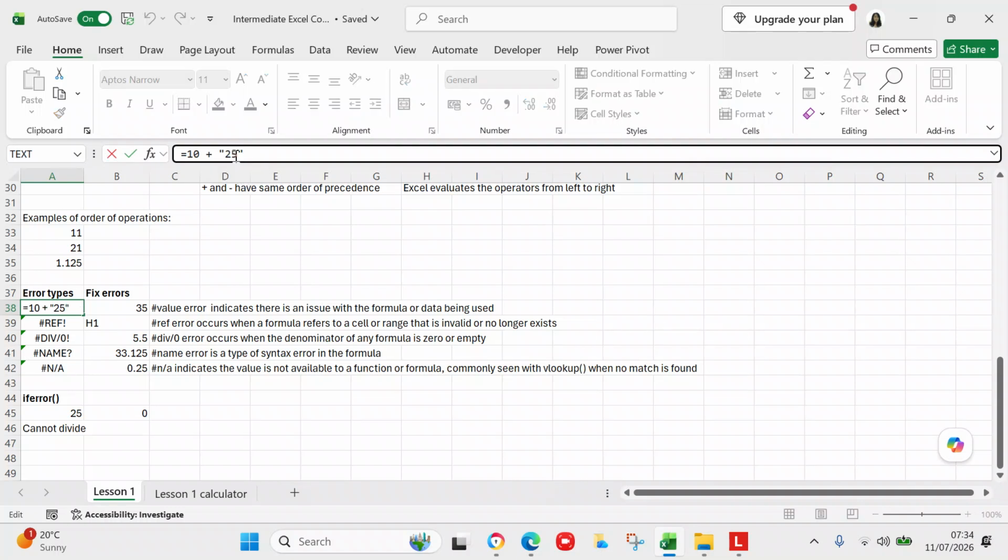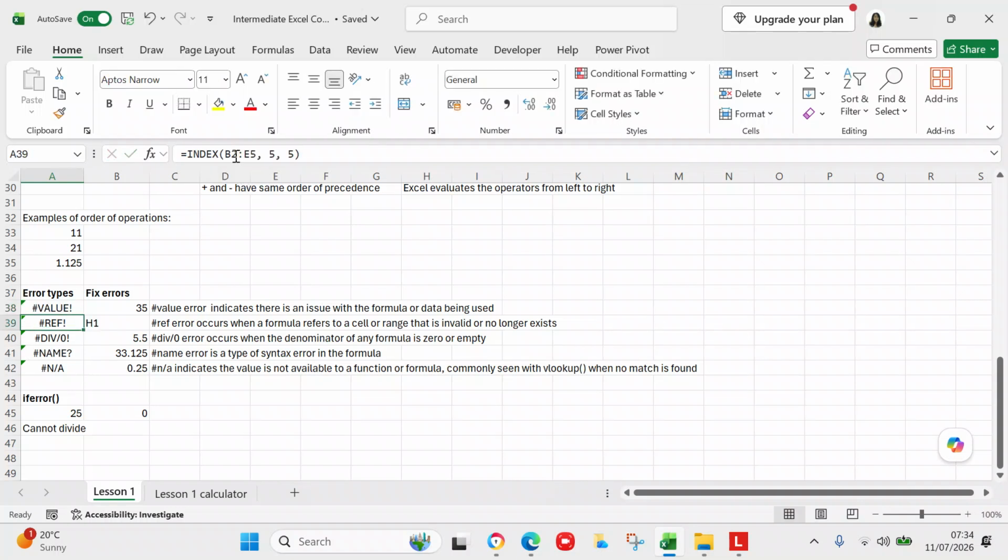So just to get the error, we're just going to say ABC, just so you can see that you have a value error. And then you would correct that value error by saying 10 plus VALUE of 25, which is going to give you 35.